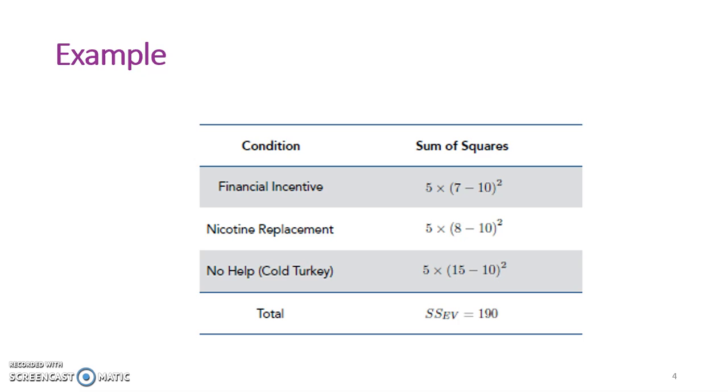So here is an example of how this sums of squares for the predictor would be calculated in our smoking example. So we've got the 3 different conditions, and in each condition, we take the condition's mean. For example, the mean smoking intensity for the financial incentive group is 7. So the way we would calculate their sum of squares, which we would then sum with the others, would be to take the group size, which is 5 individuals in the financial incentive group, and multiply that by the difference between the total mean of 10 and the group mean of 7 squared. And we do that for each of the conditions, and then we sum those, and that gives us the overall sum of squares for the predictor, which here in this example would be 190.